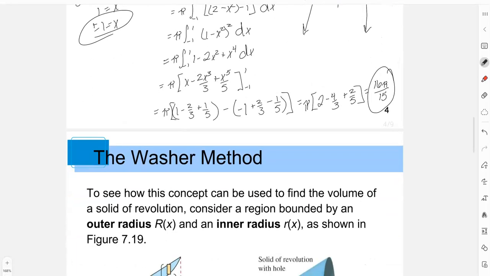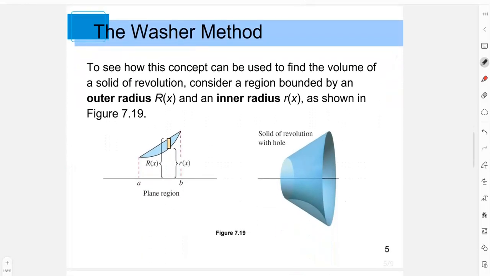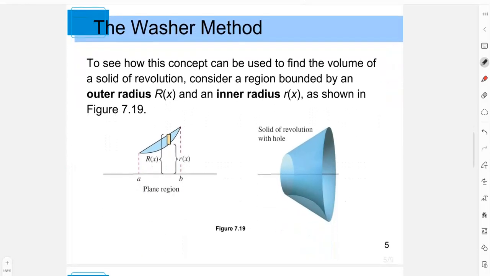Washer method is similar, only now we're going to have an outer radius and an inner radius. For example, if we were to take this piece of the graph and we were to revolve it about the x-axis here, it's not going to be solid because when I revolve this, I'm going to end up with this piece down here looking like this, and then I'm going to have this big hole in the middle. And you see that hole has a variable radius also. So you can see that right there.